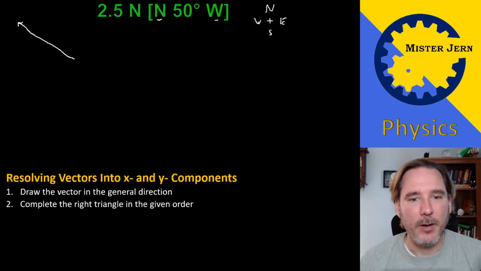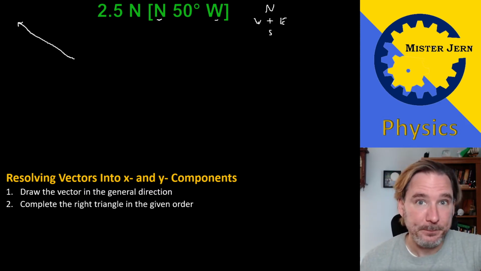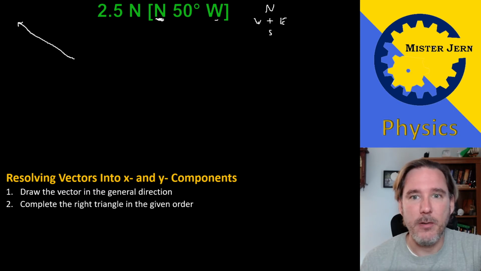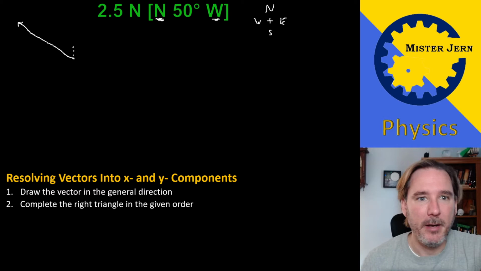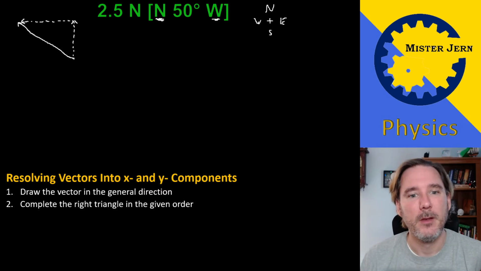So now we're going to draw the right triangle in the given order. And again, the given order just means, in our case, we're going to go north and then to the west. So we're going to actually break up this vector by going north. So there's our one component, and we're going to go to the west after that. So there's the second vector. Again, they're just representations to help us out.